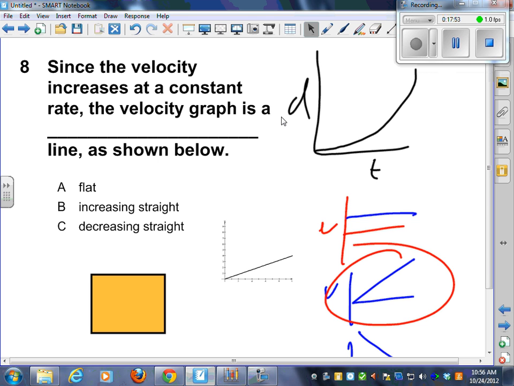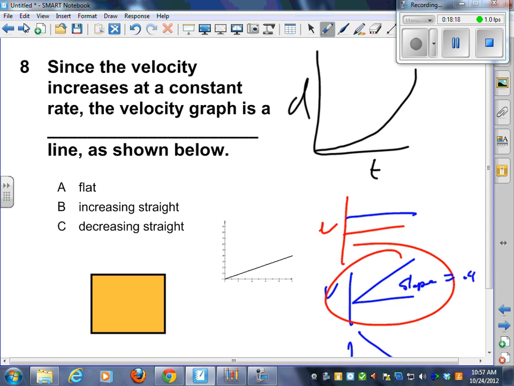Pay close attention, because this is pretty important. The displacement time graph is curved like that, right? We're good with that? I gave you that graph, right? The corresponding velocity time graph of that is a straight line like this. If I take the slope of this line and calculate it, I would get 0.4. And it's 0.4 throughout. The slope of that graph is 0.4.